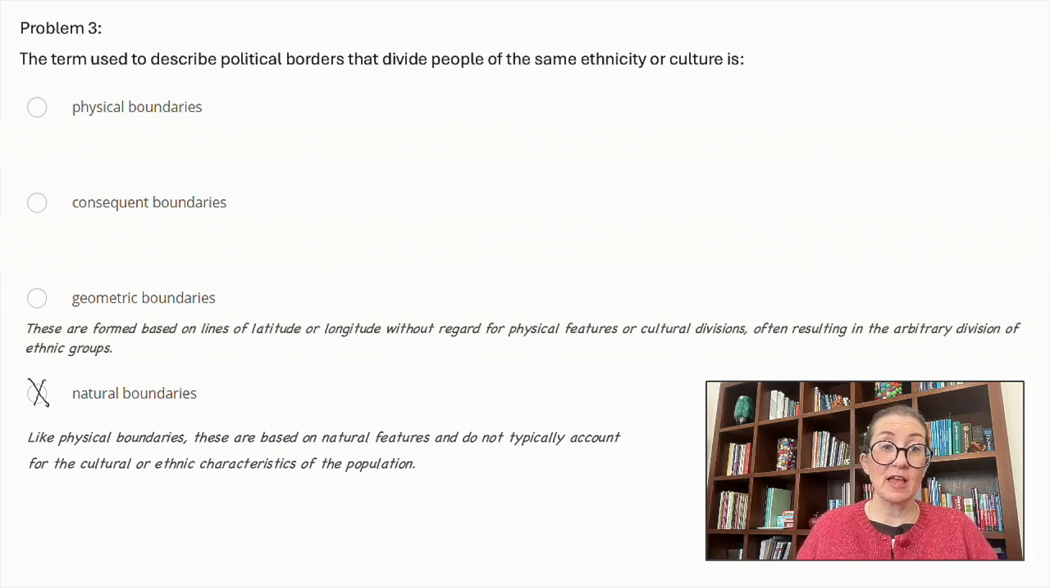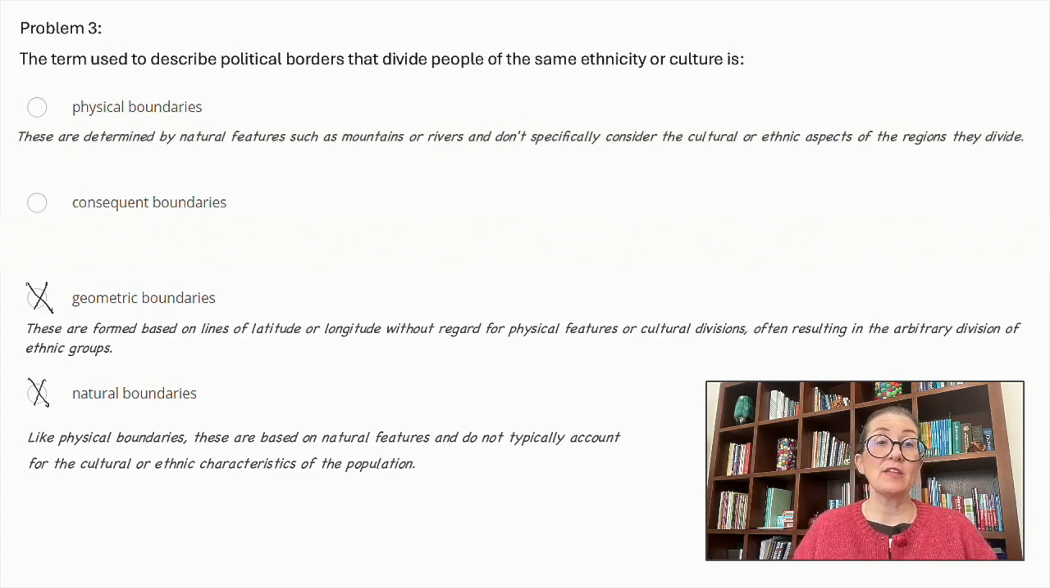Geometric boundaries. These are formed based on lines of latitude or longitude, without regard for physical features or cultural divisions, often resulting in the arbitrary division of ethnic groups. So we can eliminate that one as well. Now let's look at physical boundaries. These are determined by natural features such as mountains or rivers and don't specifically consider the culture or ethnic aspects of the regions they divide.